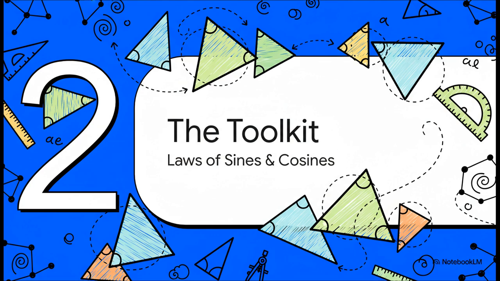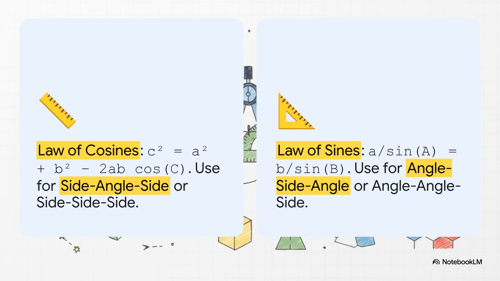And that brings us to our universal toolkit. Meet the big guns, two absolutely brilliant laws that can handle any triangle you can throw at them, whether it has a right angle or not. Okay, so on one side, you've got the law of cosines. The easiest way to think about this one is like Pythagoras on steroids. It's your go-to when you know two sides and the angle that's squeezed right between them, or if you happen to know all three sides.